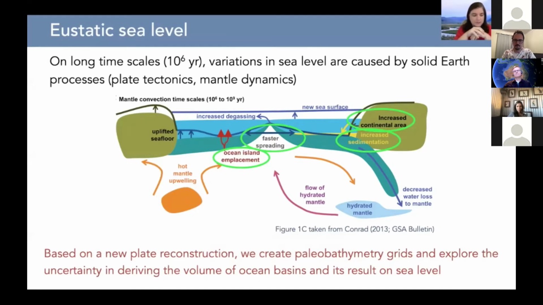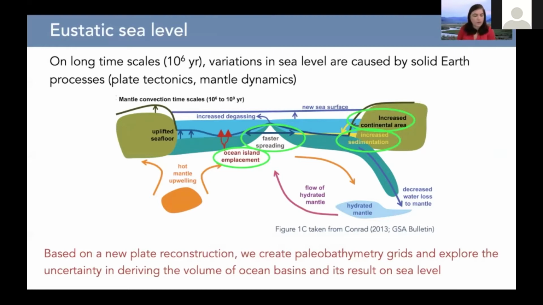So in our new study, the one that Nikki led, we looked at the components circled here in green, and we used the updated plate model of Muller et al. 2019, much of which you would have seen in other presentations in this showcase for the BGH. We used this model to derive paleobathymetry grids, but we made some important changes to what we had done previously.